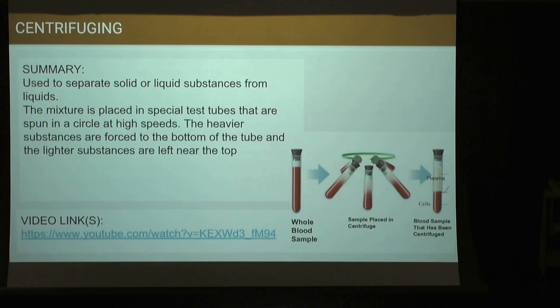For those of you who've never seen the word centrifuge before, when you go to get your blood drawn, a lot of times, to separate the red and white blood cells from the actual plasma itself, they centrifuge it.